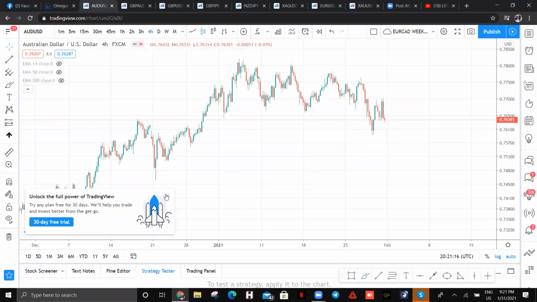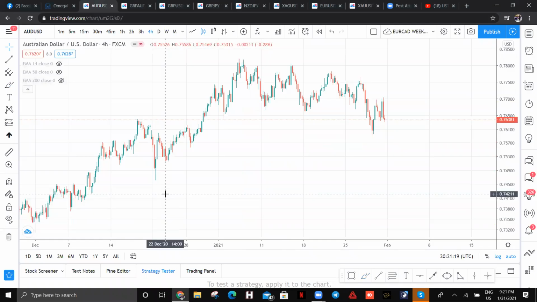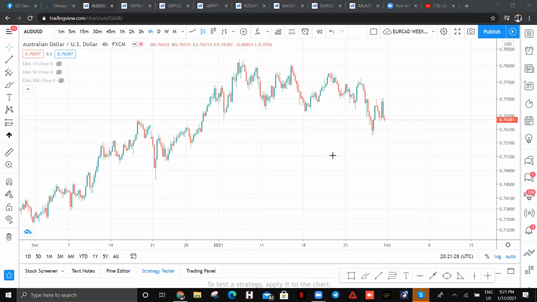Now let me show you how zoning works. All you need to do, you can use your zoning on any time frame: 15 minutes, 1 hour, 30 minutes, 4 hours, any time frame. But I prefer using my zoning on 1 hour.